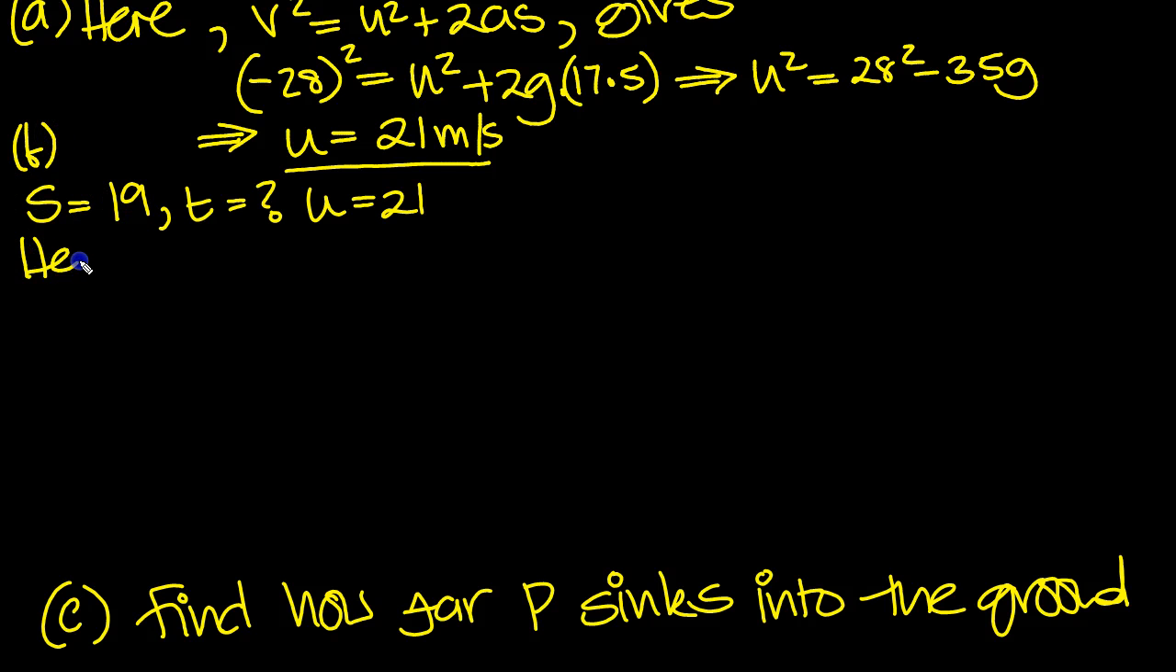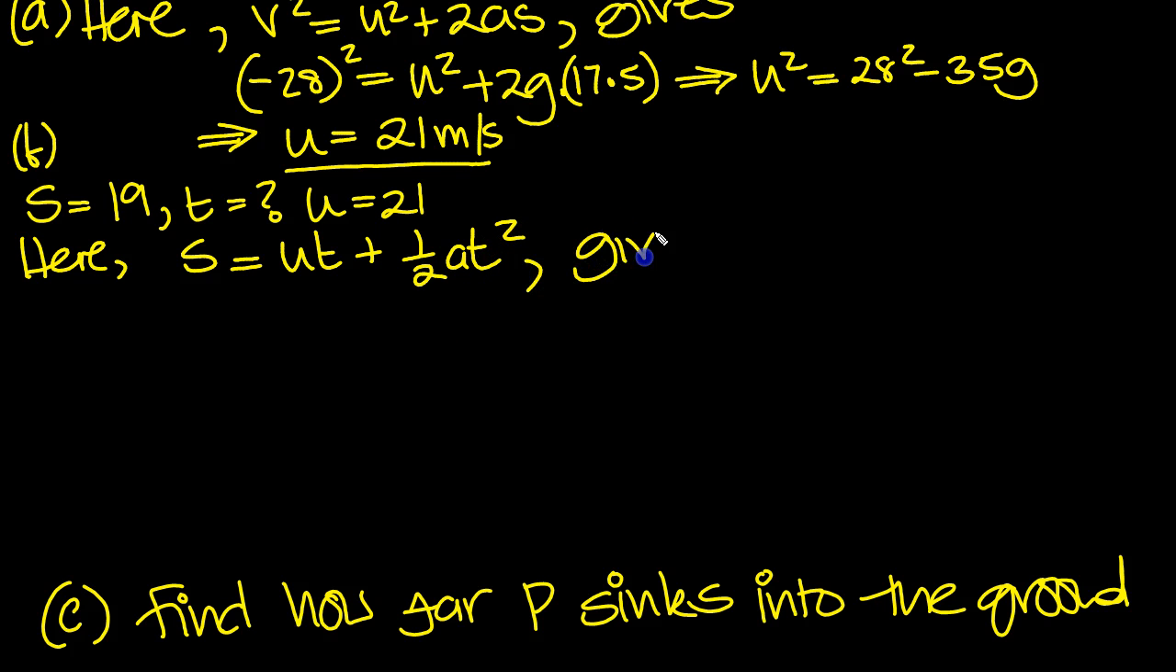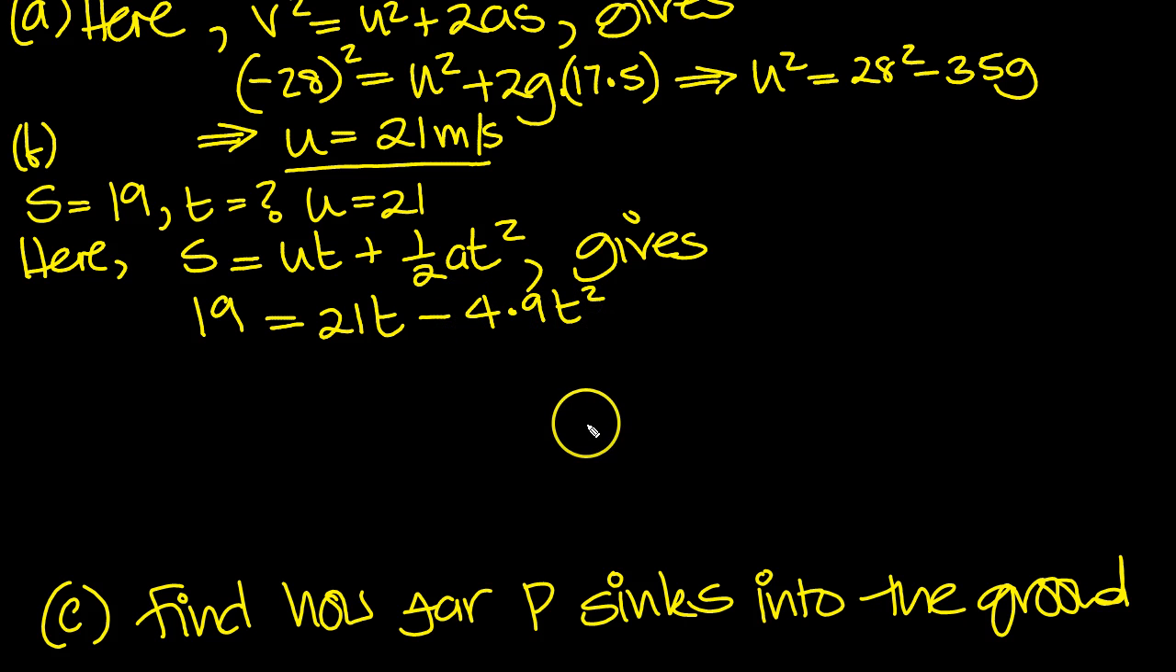So here, s will equal ut plus half at squared. This is the formula that comes to mind, isn't it? Okay, this formula gives, so we said s was 19, u is 21, g is 9.8, minus, so half of that is minus 4.9 t squared.